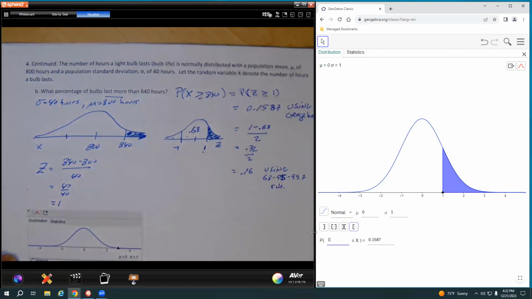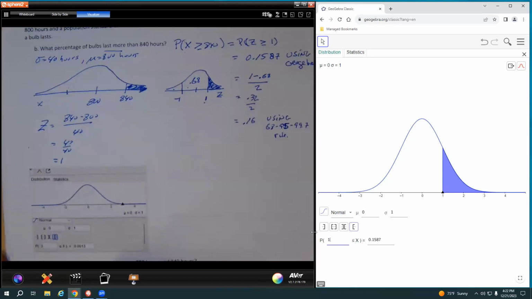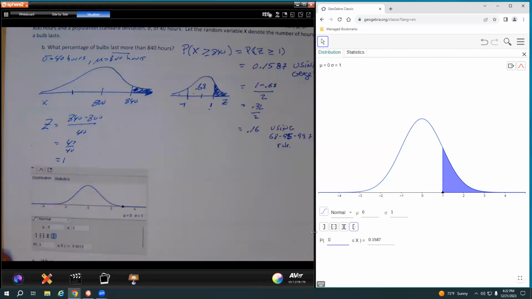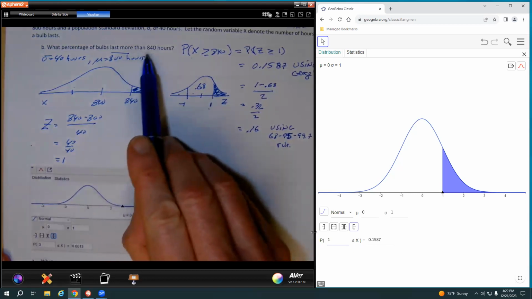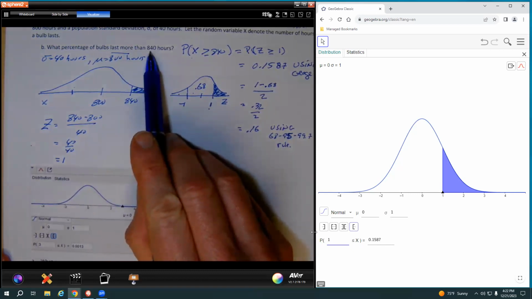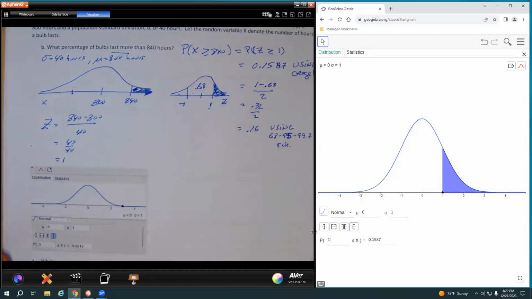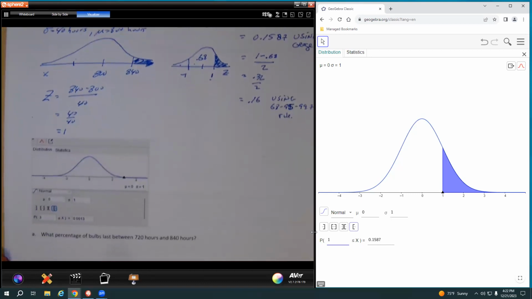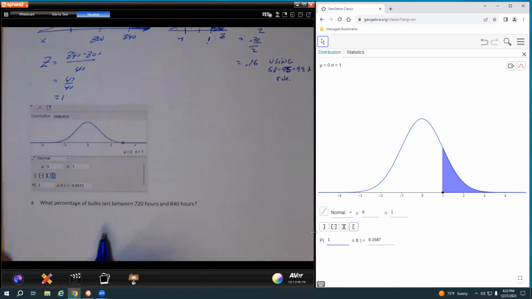Okay, and notice again, just a reminder of the picture. A different picture here. Did I mess up or something? I don't know what this picture is here for. Already forgot. No, that's correct. Well, let's figure this out. Let's do one more question here. What percentage of bulbs last between 720 and 840 hours?